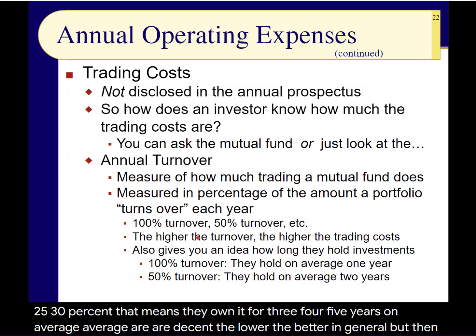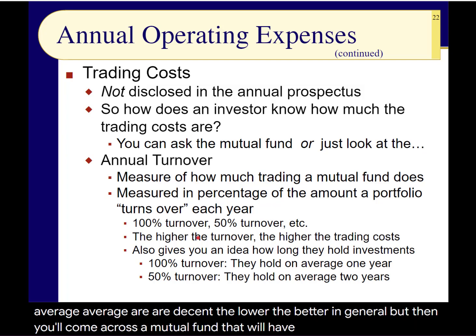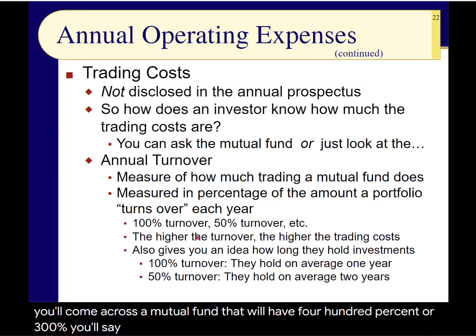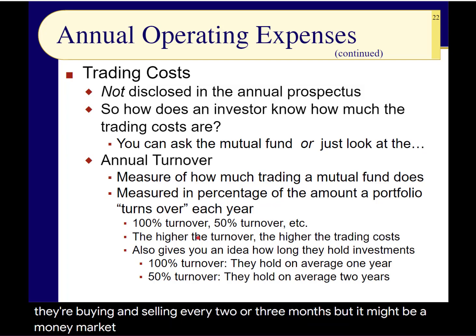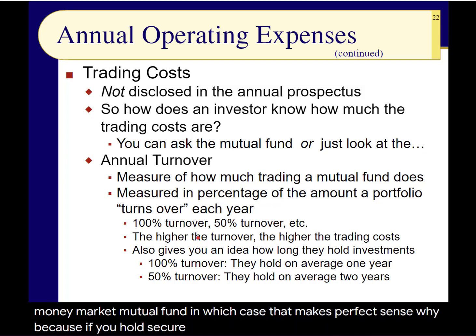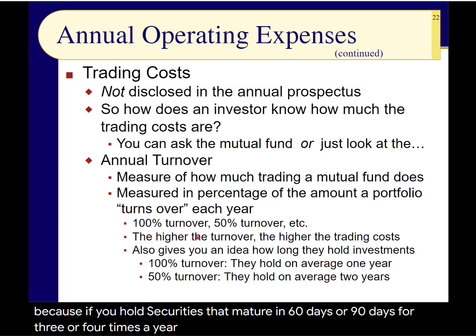But then you'll come across a mutual fund that'll have 400% or 300%. You'll say, what's going on here? Well, if it's a stock fund, that means they're buying and selling every 2 or 3 months. But it might be a money market mutual fund, in which case that makes perfect sense. Why? Because if you hold securities that mature in 60 days or 90 days, of course you're going to turn it over 3 or 4 times a year because it's just the nature of the securities.